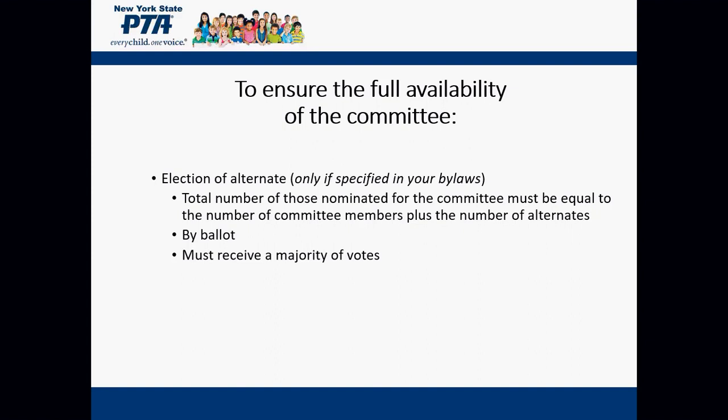To ensure the full availability of a committee, if you need to elect an alternate, let's say you need to get 3 people on the nominating committee and you need 1 alternate, so you would obviously have to take 4 names, and then the person who has the least number of votes would be the alternate. So you must do it by ballot if you do need an alternate. If you have 3 people who are nominated and nobody else, and you only need 3 people on the committee, then obviously those 3 people could be elected by voice vote. Okay?